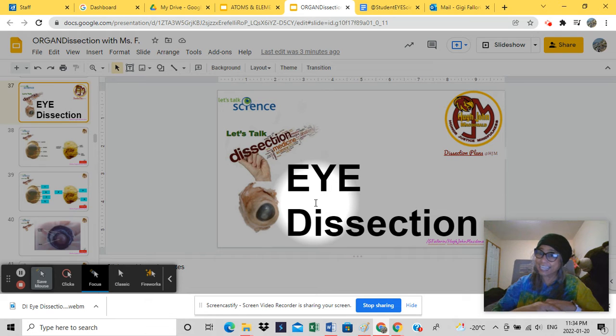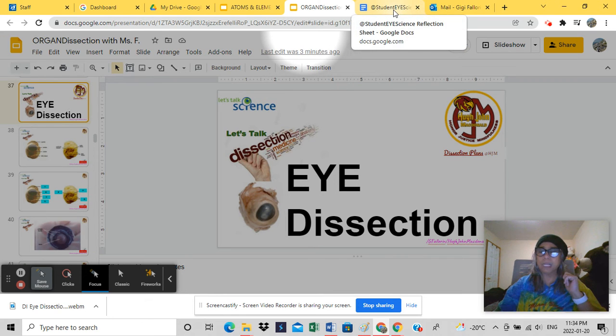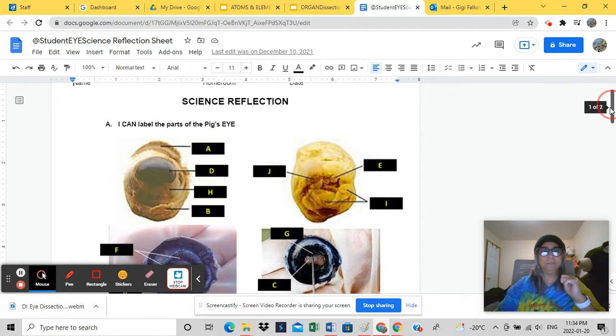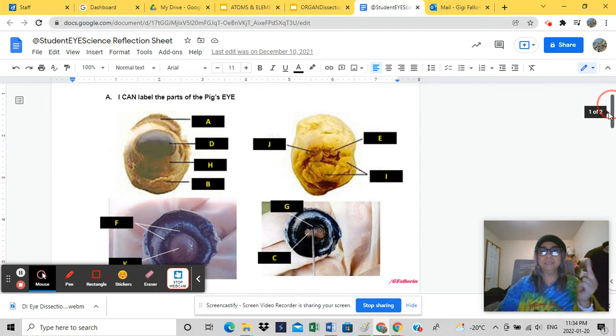After the eye dissection, together with Miss Ali and Mr. M, thank you. Now, in the Post Lab, this is something that you can do. I will release in Google Classroom the science reflection sheet, and this is how it goes. So, I can label the parts of the pig eyes.